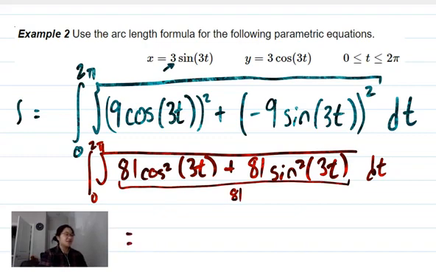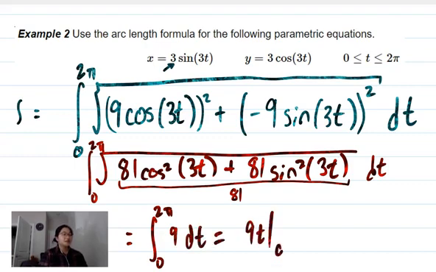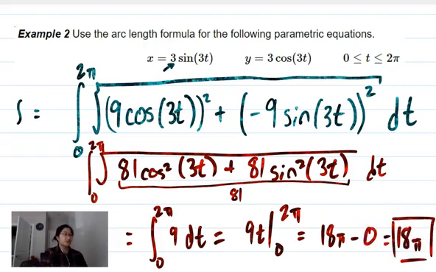And so we end up with our integral from 0 to 2 pi of 9, which is so easy to integrate. We have 9t from 0 to 2 pi. And that's 18 pi minus 0 pi's, which is 18 pi. That's our arc length for that.